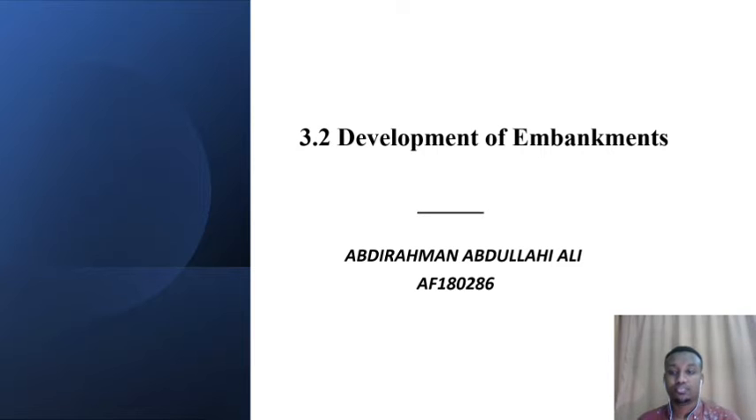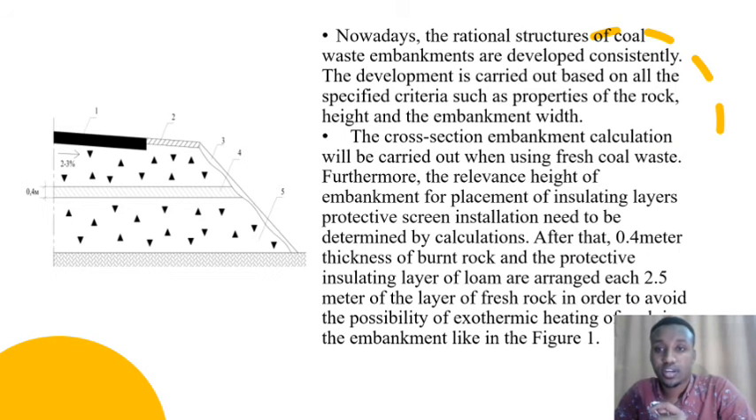I am going to present about development of impact. Nowadays, the rational structure of coal waste embankments is developed constantly. The development is carried out based on specific criteria such as properties of the embankment, height, and embankment width. The cross-section embankment calculation will be carried out when using fresh coal waste. Furthermore, the relevance of the high embankment for placement of insulating layers and protective screen installation needs to be determined by calculation.